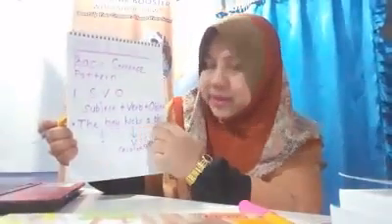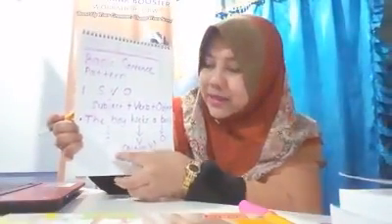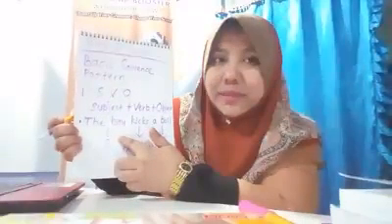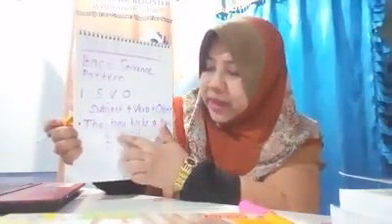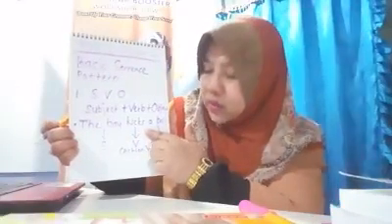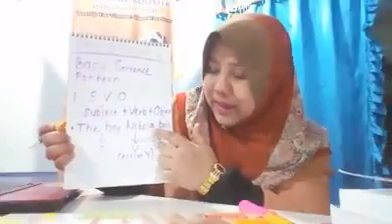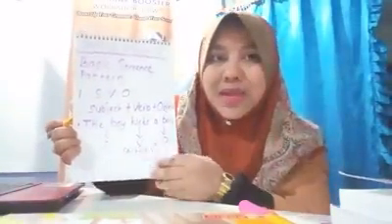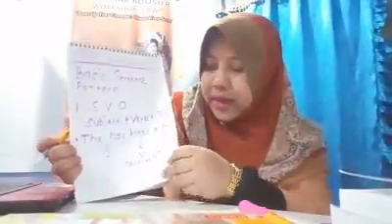The boy kicks a ball. What do you notice here? This is a singular subject, the boy. There's no S. And whenever you use a singular subject, the verb must have S. Kicks, and this is the object. I hope you could understand the first pattern. Next one.